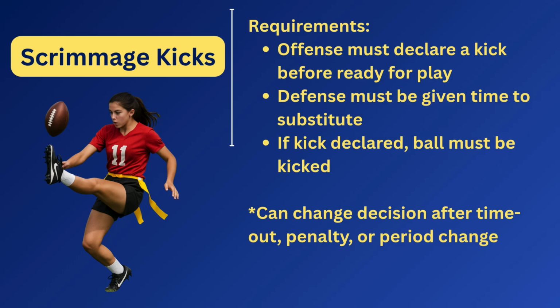So the offense must declare when they are going to kick the ball. If they say we're going to kick, they have to kick. If they say we're going to go for it, you have to go for it. So there are no fake punts here in high school flag football. The referee then will announce to the defense, 4th down, offense has elected to kick, or 4th down, offense has elected to go for it, and should give the defense a few seconds to make any substitutions. If a defense might have a kick return team, they should be given a few seconds to substitute those players onto the field and then blow the ready for play whistle.